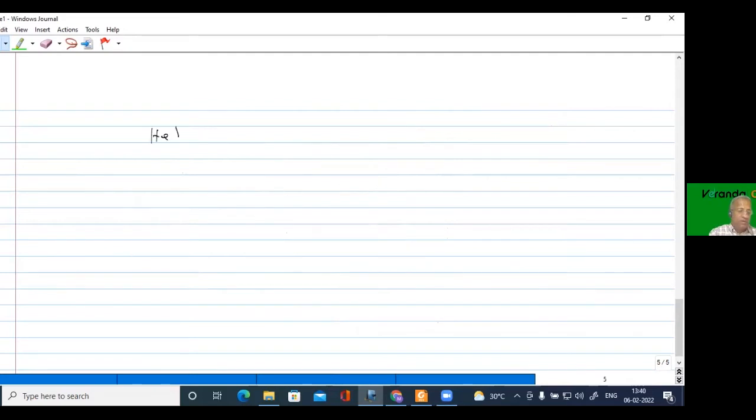For the hedge ratio you always have a formula. What is that? Standard deviation of the security divided by standard deviation of the market, into the correlation coefficient. This is what you have as the formula.